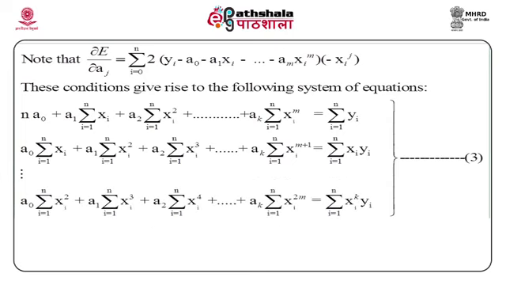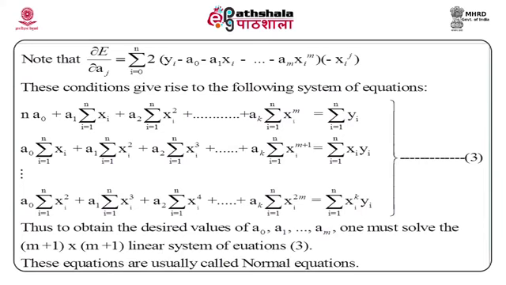If you write j equal to 0, 1, 2, 3 up to m, then I will get m plus 1 equations in m plus 1 unknowns, and these m plus 1 equations are given here, which I will not read through. Thus, to obtain the desired values of a0, a1, a2, a3, one must solve this m plus 1 by m plus 1 linear system of equations 3. These equations are usually called normal equations.